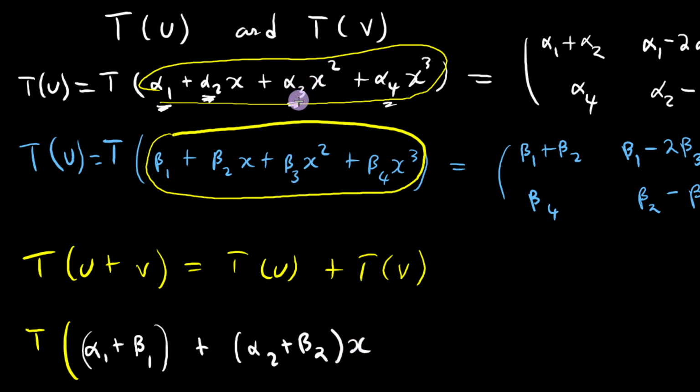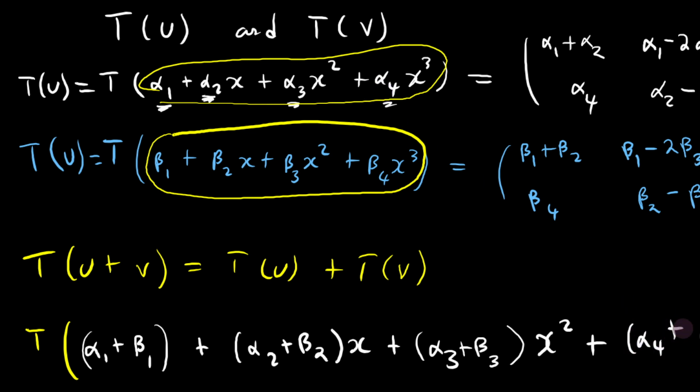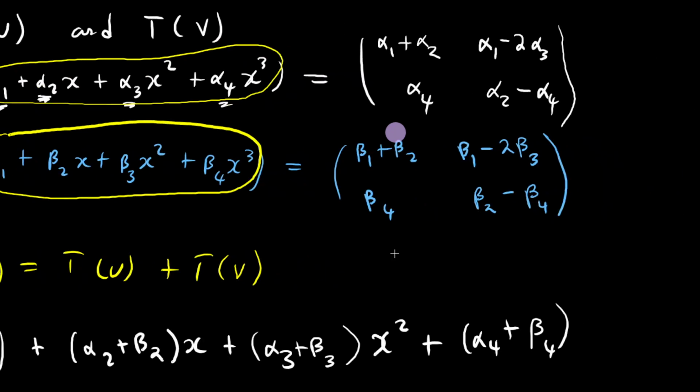Same applies here. We're going to have alpha 3 plus beta 3. So plus alpha 3 plus beta 3. And since they all have x to the power 2, we'll factor out x to the power 2. x to the power 2 plus the other one is alpha 4 plus beta 4. And again, since they have x to the power 3, we'll factor out x to the power 3.